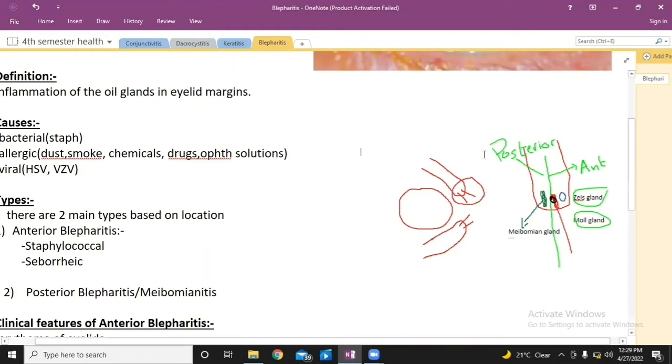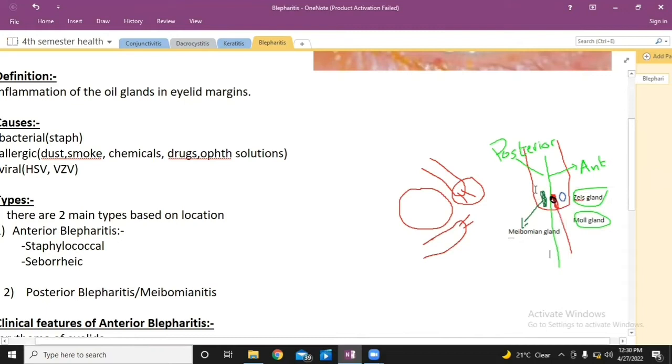This was all which I was trying to make you understand. You have to know all these structures before you know about the types of blepharitis. Blepharitis has two types. The one is anterior blepharitis, which is due to the inflammation of either the Zeis gland or the Moll gland. And the other one is posterior blepharitis, which is solely due to the inflammation of the Meibomian gland.